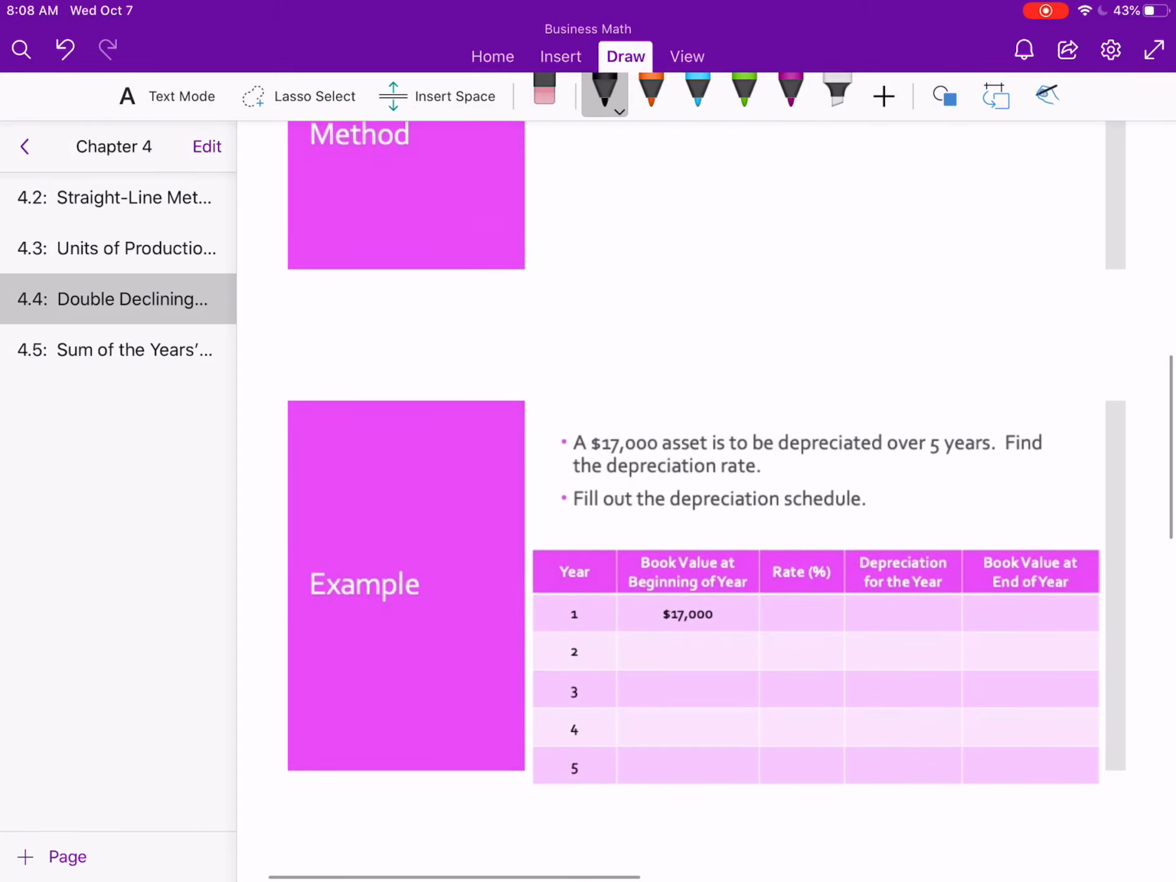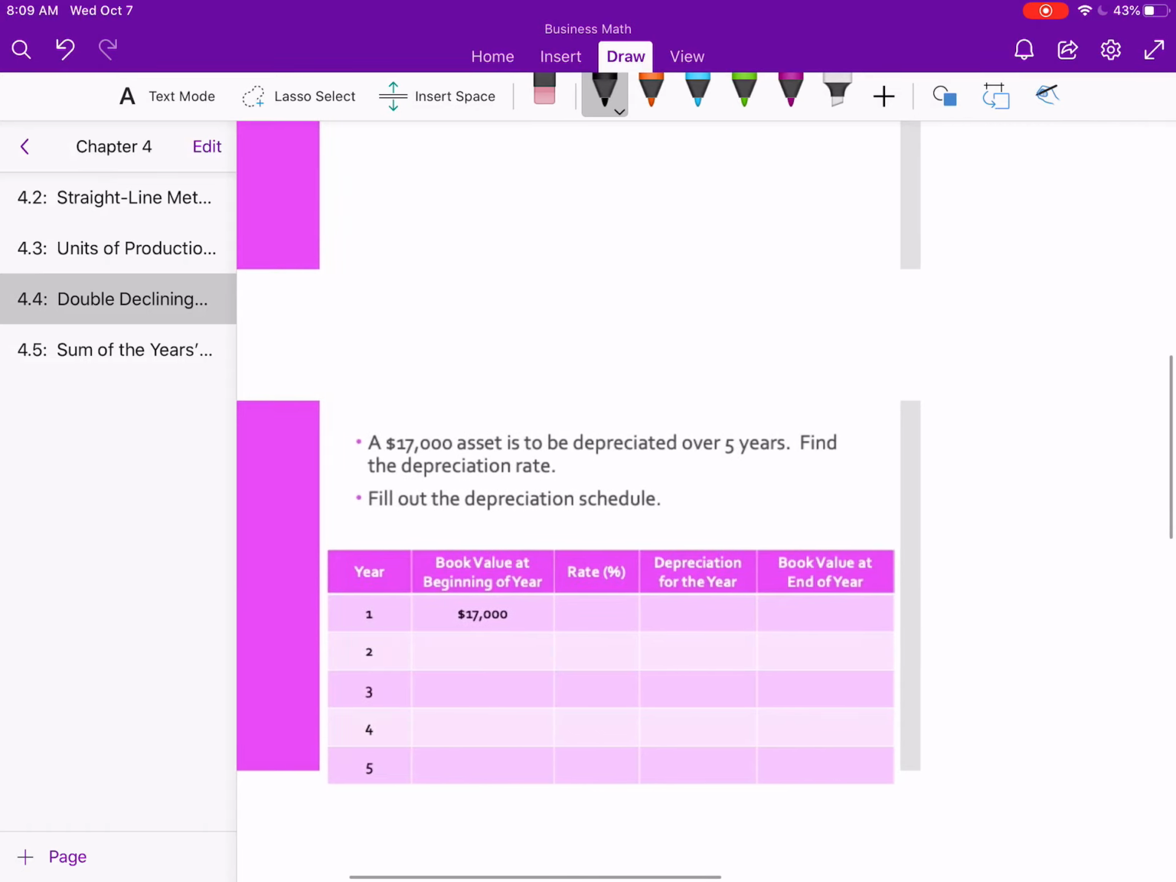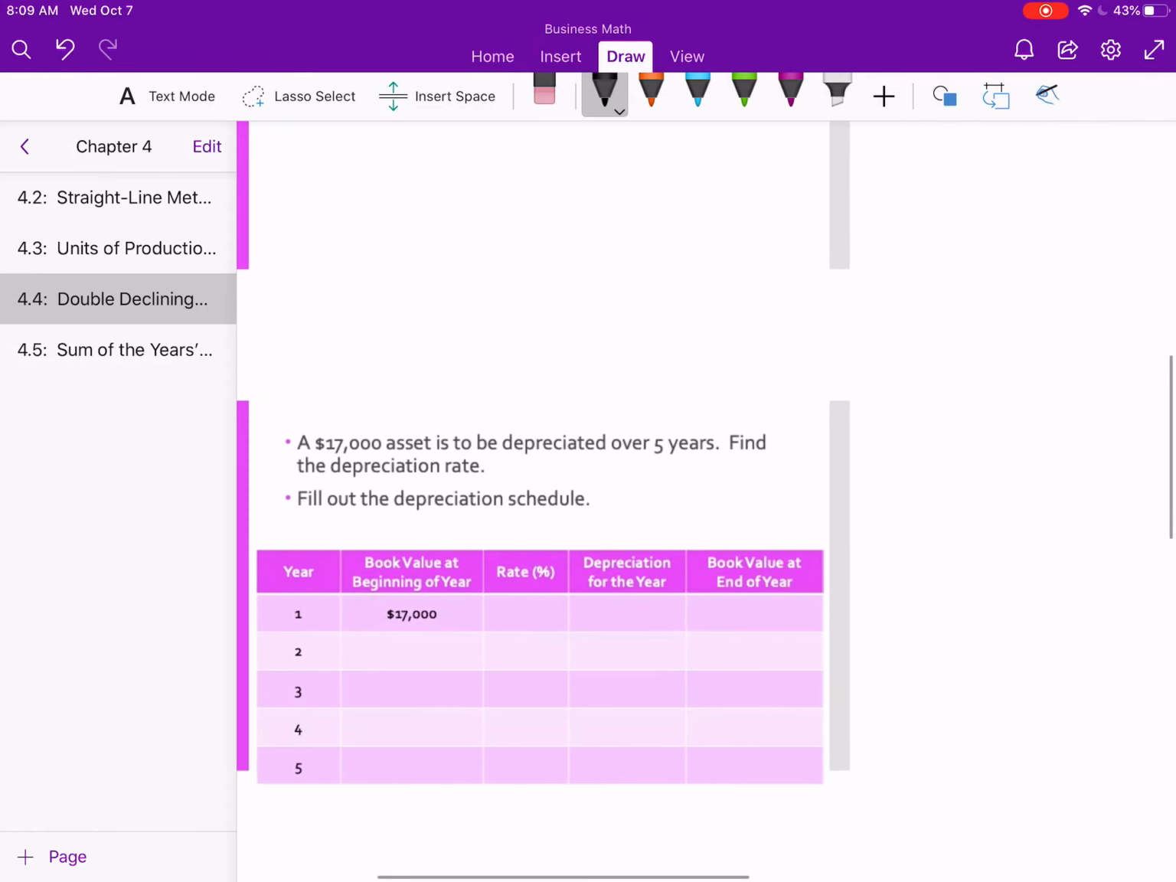So a $17,000 asset is to be depreciated over 5 years. Find the depreciation rate. So the rate, we take 100% divided by the time in years, which is 5, times 2. 100% divided by 5 is 20, times 2 is 40. So it depreciates 40% per year. So I'm going to fill in 40 for all of these.